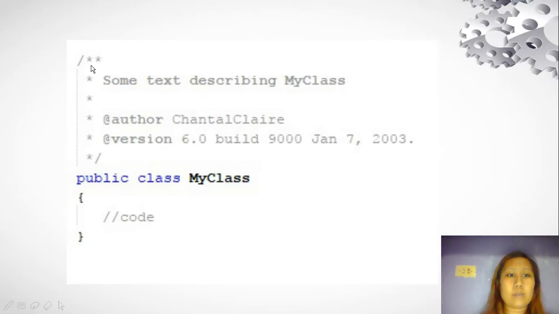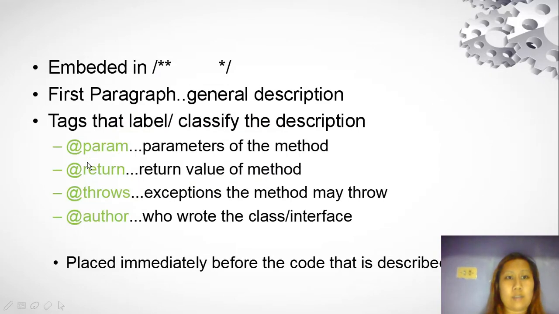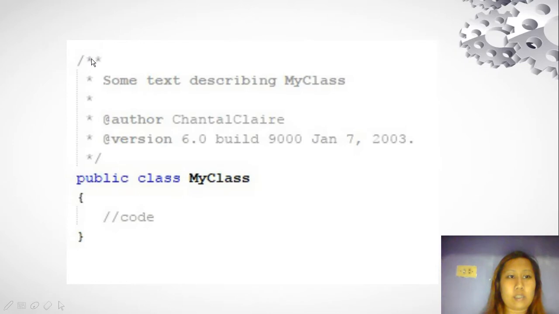So here I have some examples. Just what I told you, the Javadoc is embedded inside this format of comment, starting with this one and ending with this. Inside you have the comments, and we also use the tags, the @author, and we have also @version. Then we have here our class, and here is the block of code inside the class.